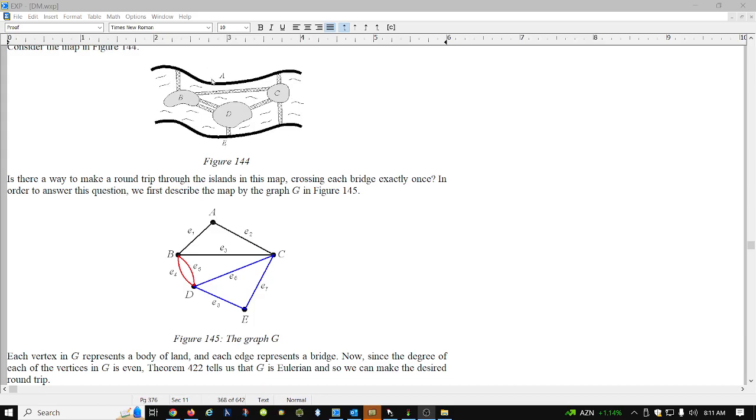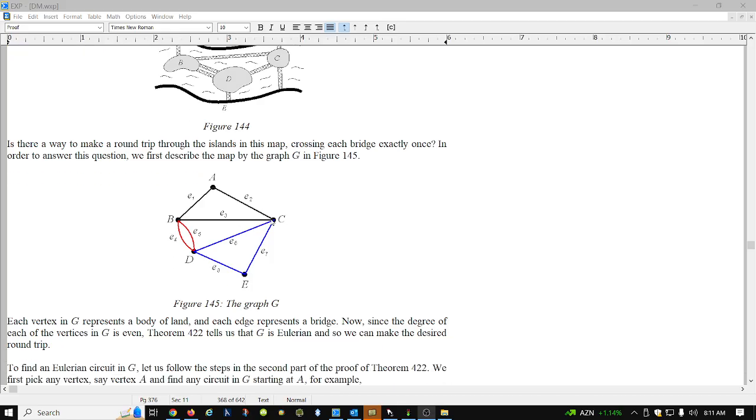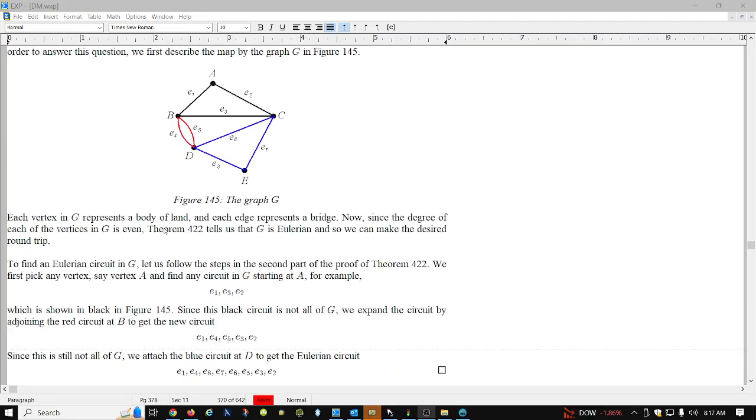Well, in order to deal with this question, we represent the topography here with a graph, and each vertex represents a body of land, either an island or a shore, and the edges represent bridges. Now, the degree of each of the vertices in this graph is even, unlike the Königsberg problem. And so we know that the graph is Eulerian, there is an Eulerian circuit. To find such an Eulerian circuit, we can follow the steps in the proof of the previous theorem.